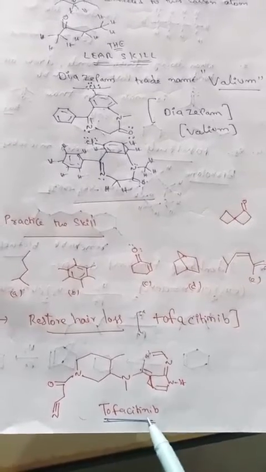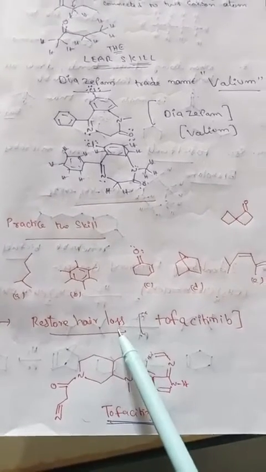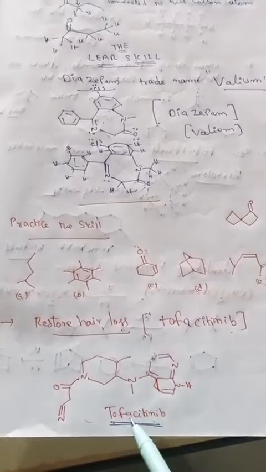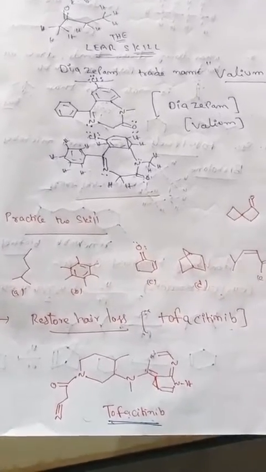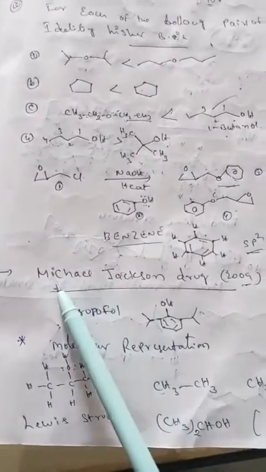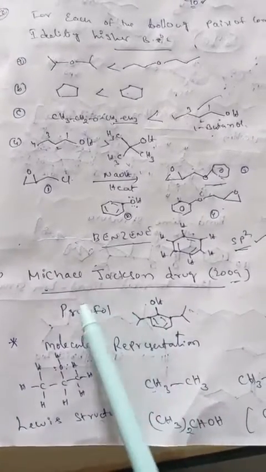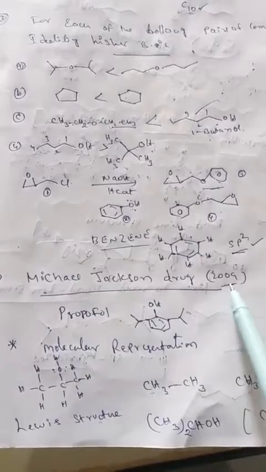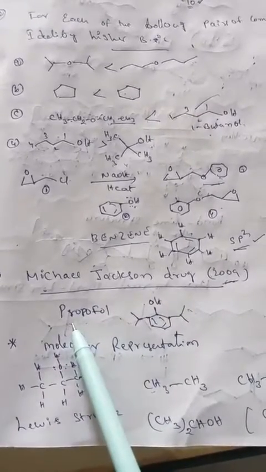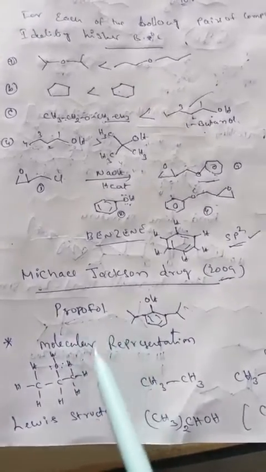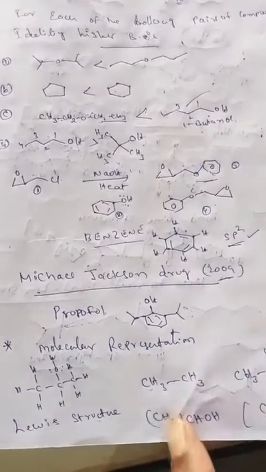And another drug is called tofacitinib. This one restores hair loss. Tofacitinib is an important drug to restore the loss of hair. Here is another drug, called the Michael Jackson drug; he used it in the year 2009. The drug is called propofol. These are very important molecular representations.